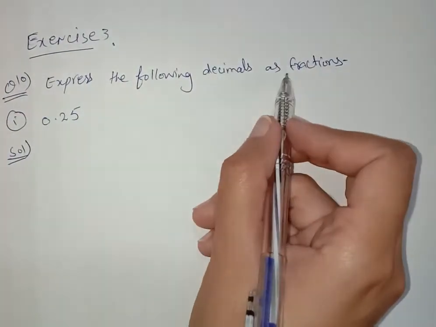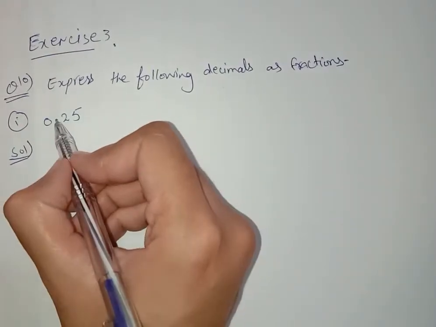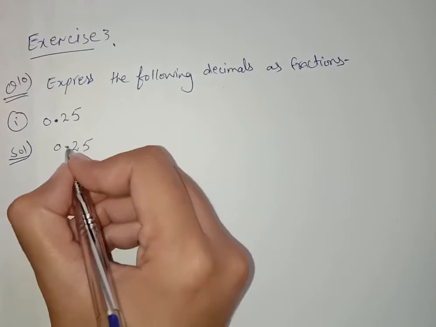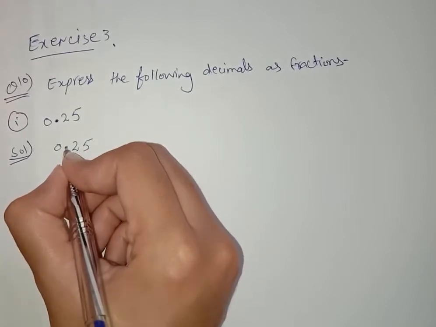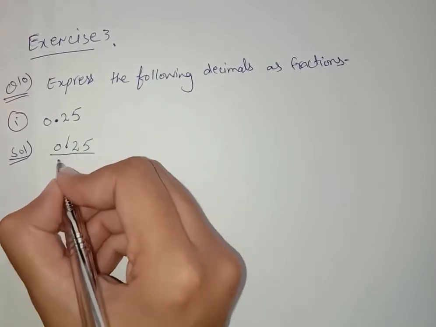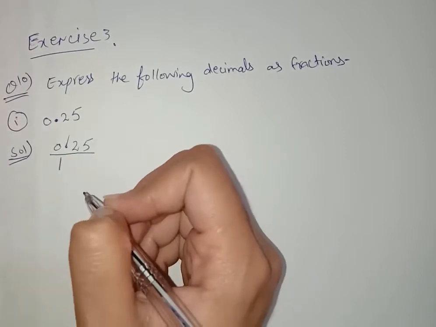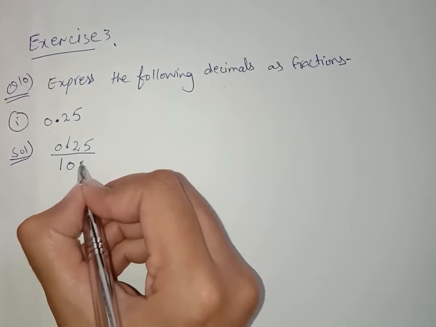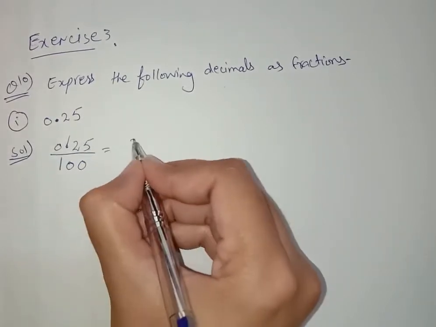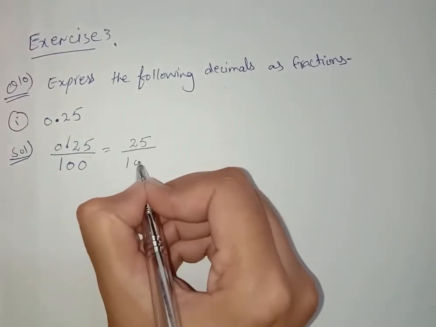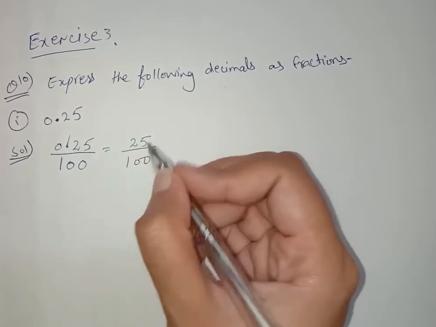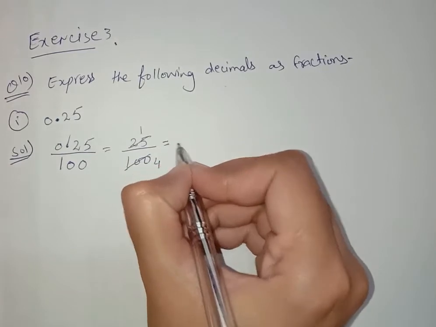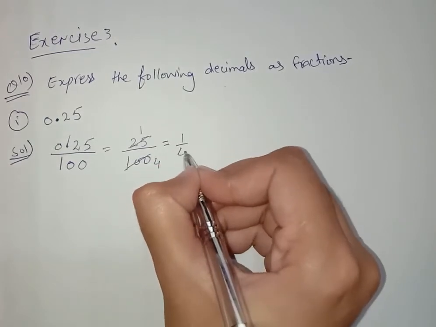Express the following decimals as fraction. We have to remove this decimal. Decimal means point. 0.25. Always remember that whenever we remove a point, we place a 1 in the denominator. We have the next 2 digits, so we can place here 2 zeros. So 25 by 100. Now we have to divide it. 25 ones are 25 and 25 fours are 100. So 1 by 4 is the answer.